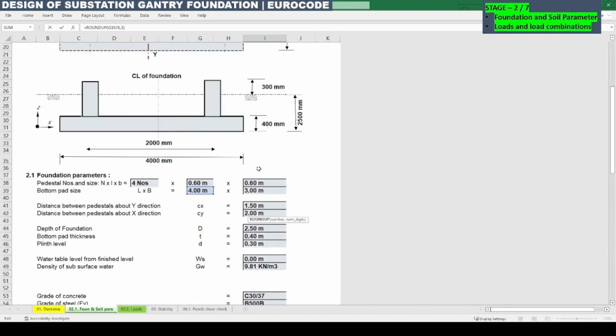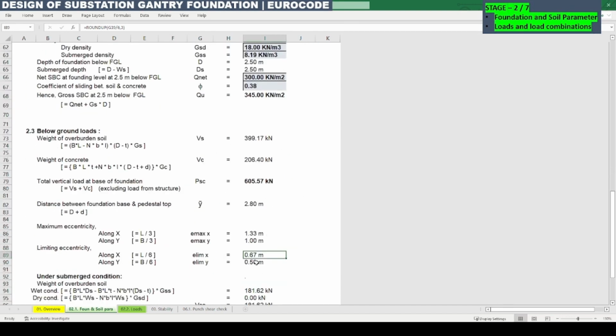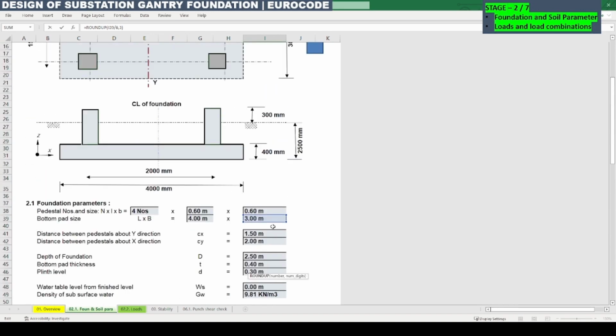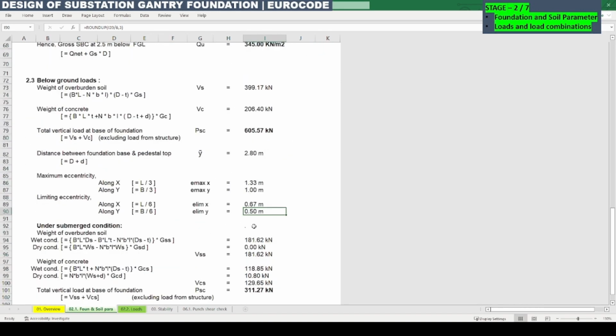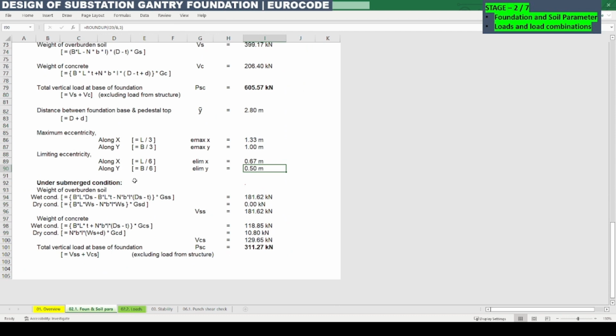The length is 4 meters divided by 6, and the width is 3 meters. 3 divided by 6 is 0.5 meter. So in any case, the bending moment divided by the vertical load is the actual eccentricity, which should not exceed this maximum eccentricity. But if it exceeds this limiting eccentricity, then we need to consider a special method of design for calculating the bearing pressure.